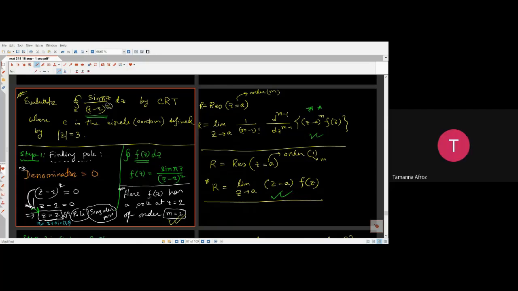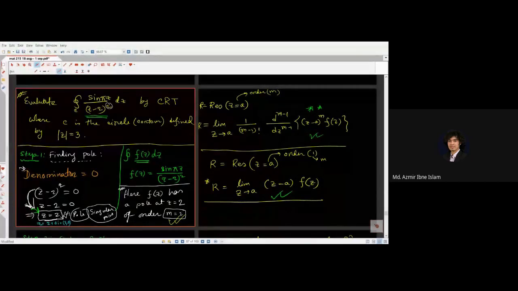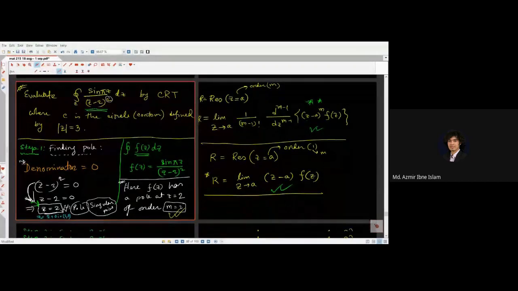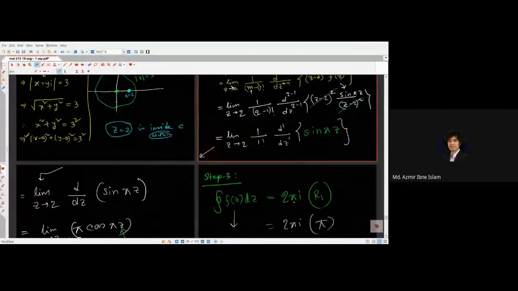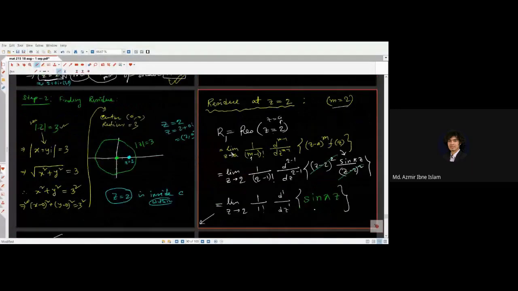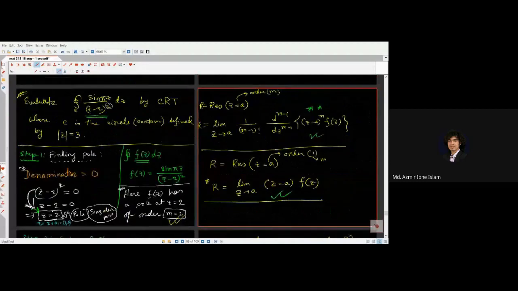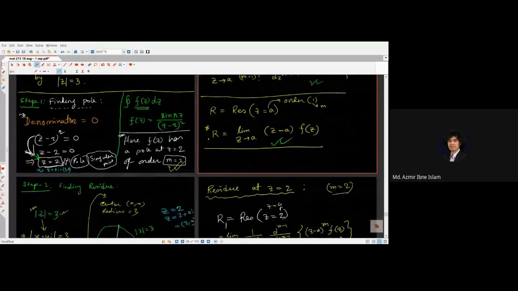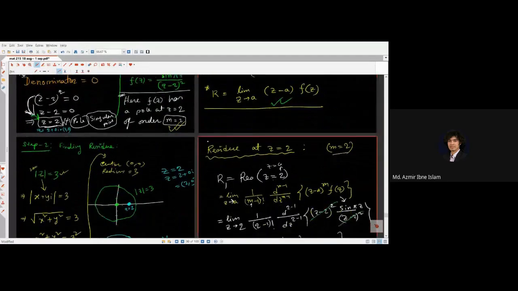Sir, it will be done the same way, right? If the pole is in polar form, like 2 plus 0i, then the process is the same. At first, step 1 is to find the pole, step 2 is to find the residue, and step 3 is to evaluate the integral by using 2 pi i times the sum of all residues. But if we have polar form, then there will be some changes.